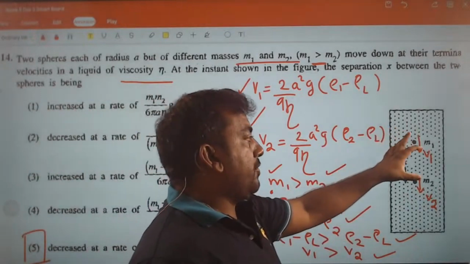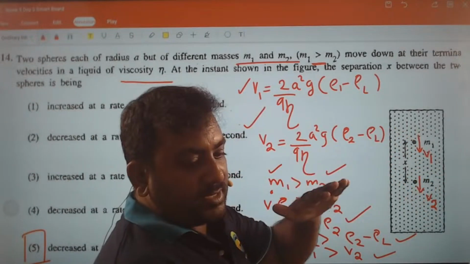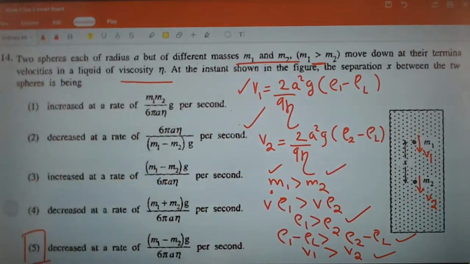Terminal velocity of V1 is larger than V2, so distance will decrease.